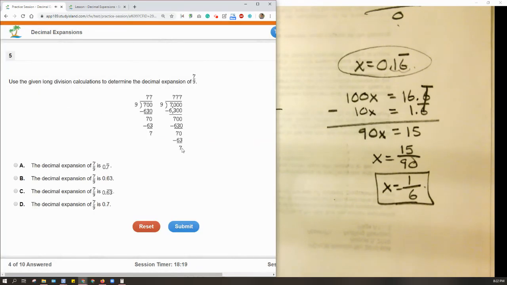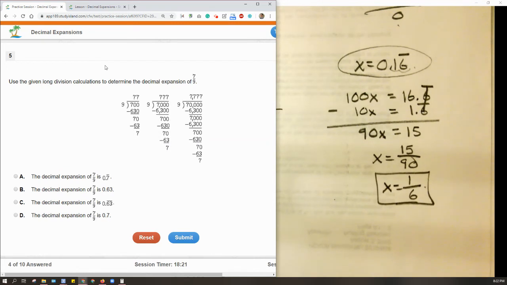Let's do another. Use the given long division calculations to determine the decimal expansion of 7/9. Well, 700 divided by 9 is 77. 7,000/9 is 777. 70,000/9 is 7,777. If you do 7 divided by 9, you're going to get a bunch of 7s. So that's what we should pick over here. The decimal expansion of 7/9 is 0.7 repeating.